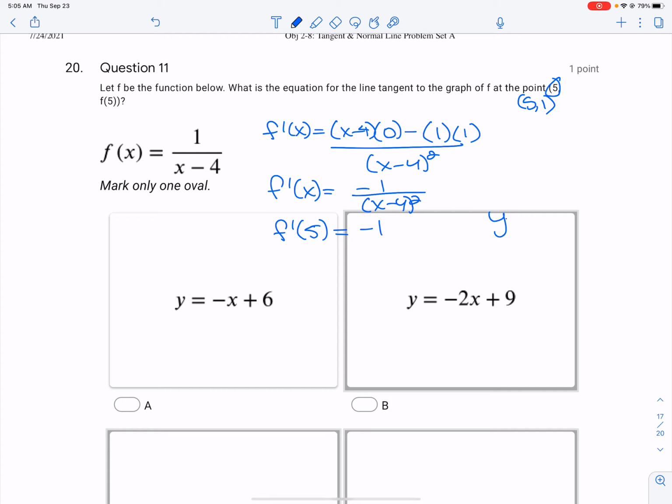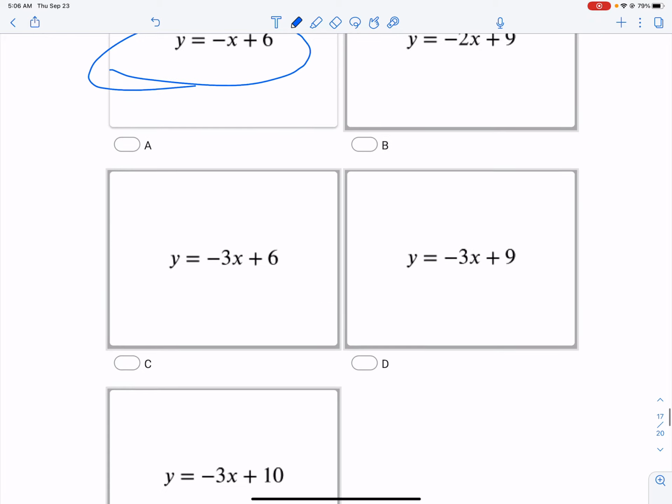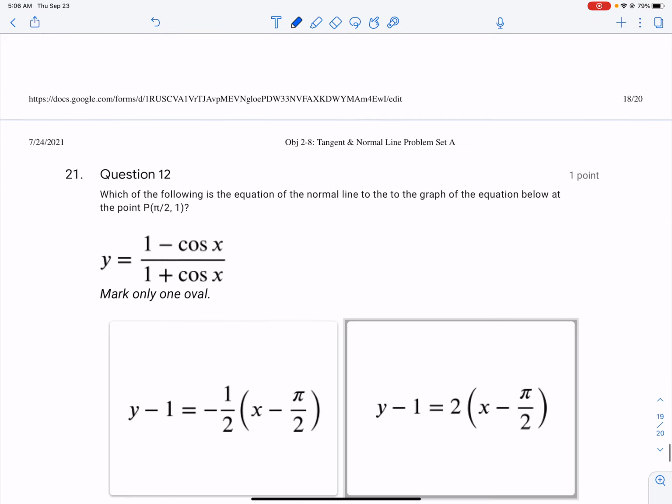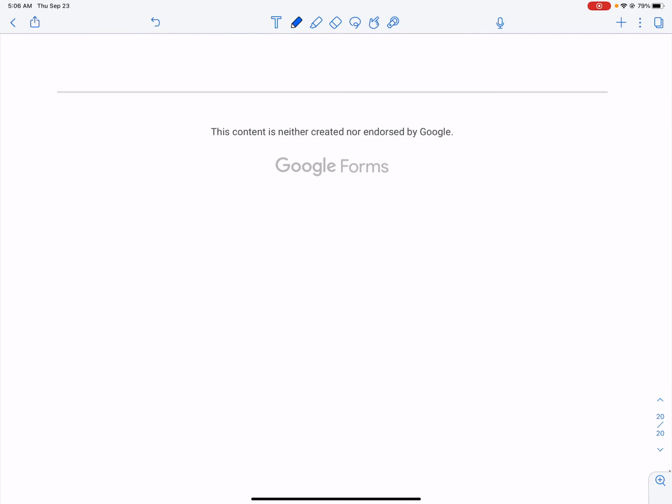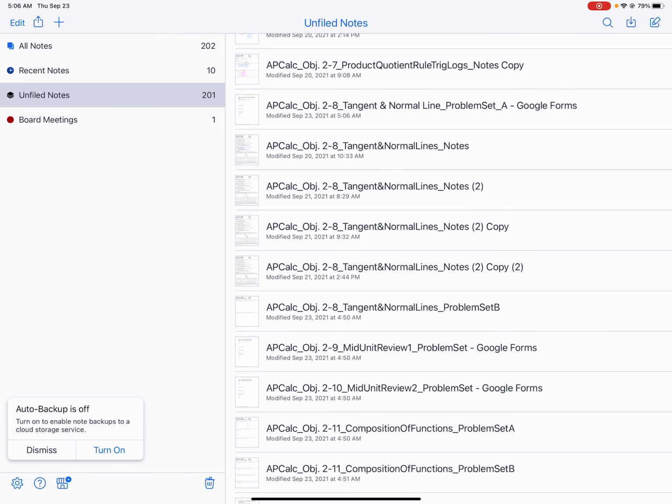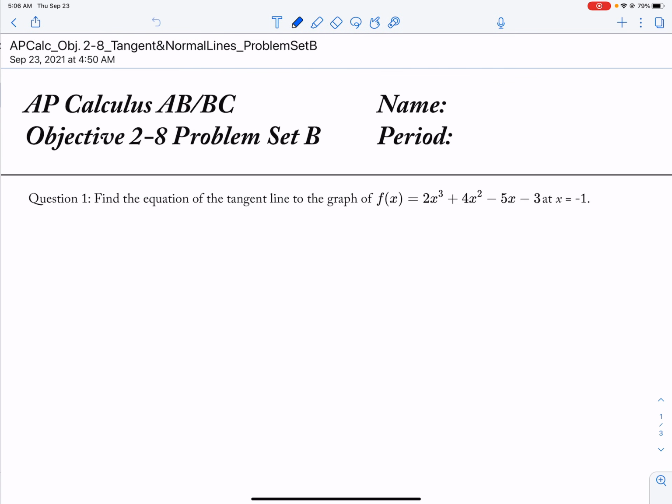So then I get y minus 1 is equal to negative 1 times x minus 5, so the negative x plus 5, and I'm adding 1, so it should be 6. So that's this one here. 11, 12, that's the n. So now we go to 2-8, problem set B. Equation of the tangent line here.